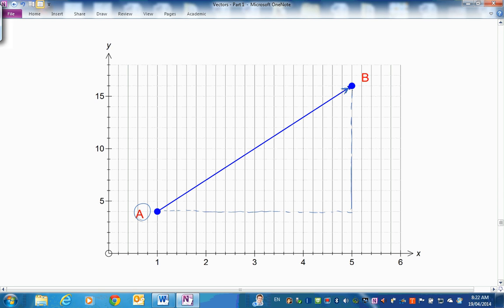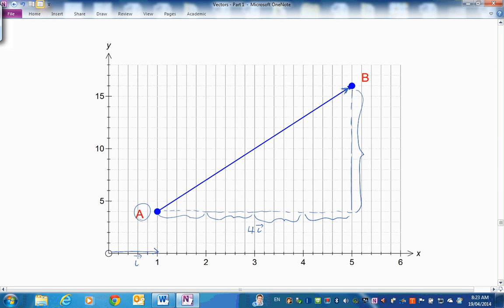So what would you say that displacement was? If we let i be a unit vector in the x direction, so there it is, i. How many i's have we got here? There's an i, there's an i, there's an i, and there's an i. So that represents 4 lots of the vector i. And up here, we've gone up to 16 from 4. We said this was 12 before.